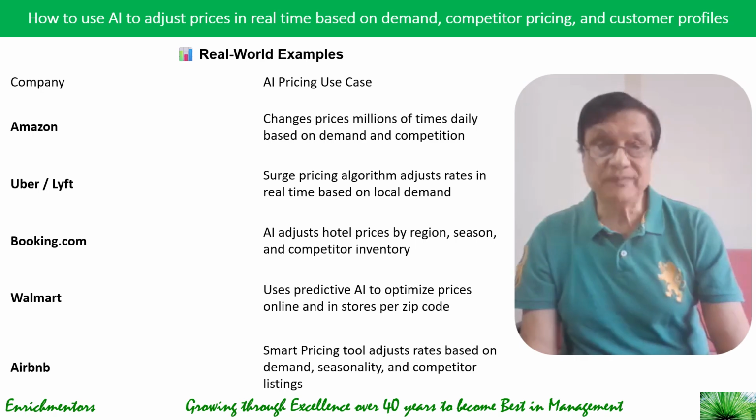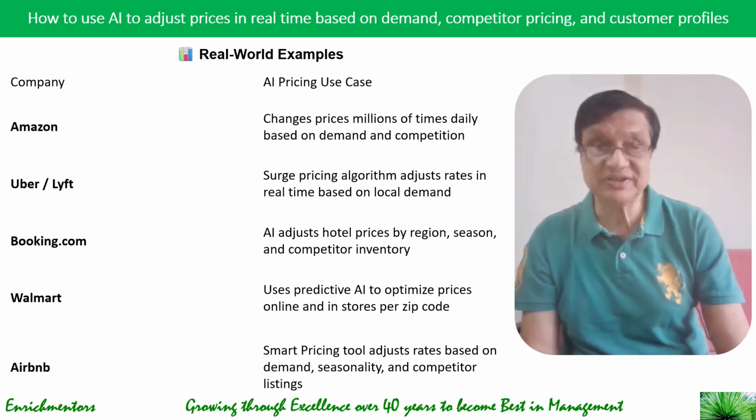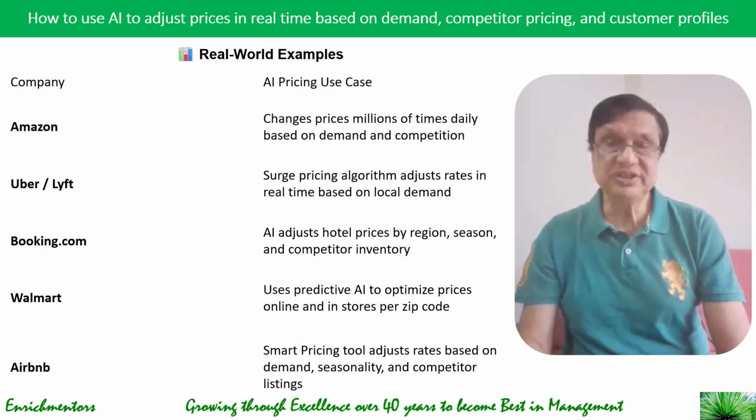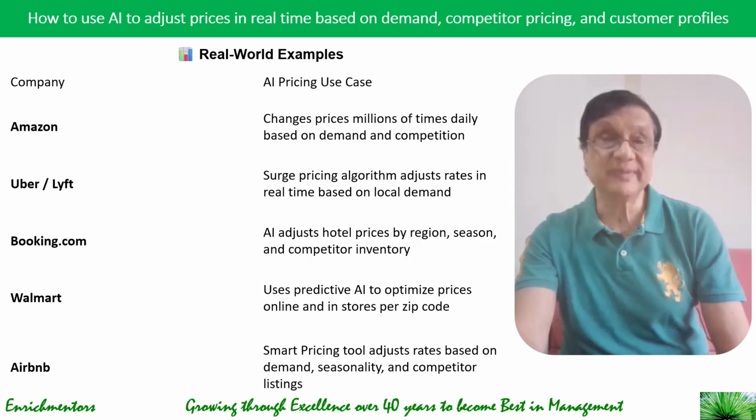Then there is Booking.com, where AI adjusts hotel prices by region, season, and competitor inventory. Walmart also uses dynamic pricing. It uses predictive AI to optimize prices online and in store per zip code. Airbnb does the same thing. It uses smart pricing tools to adjust rates based on demand, seasonality, and competitor listings. So these are some very commonly used examples of dynamic pricing, and very well used for business.